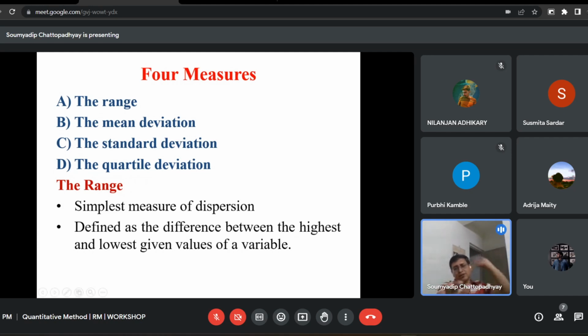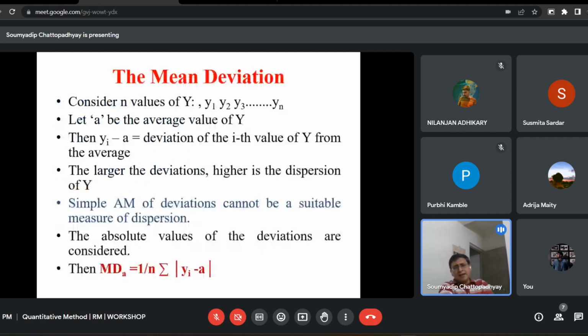And what is the range? Range is the simplest measure of dispersion, and it is simply defined as the difference between the highest and lowest value of a given variable. The next one is mean deviation, which is calculated in this fashion. Suppose these are the different values of a particular variable, and if A is the average value of Y, then yi minus A is the deviation of the value yi from the average.